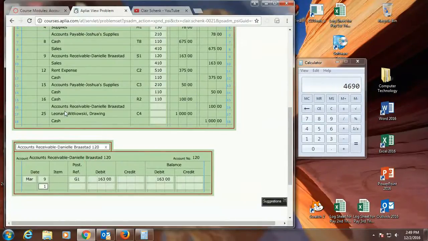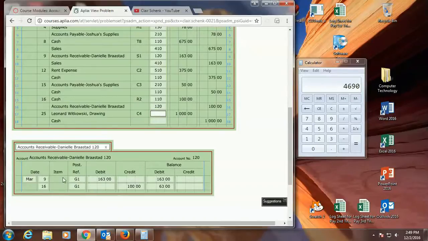So now I'm on to accounts receivable Danielle Bastian. This is on the 16th. And looks like it's G1 as a post-reference in the ledger. And looks like it's a credit of $100. So now I have a debit balance, so I take the $163 minus the credit of $100, gives me a $63 balance. And then I take the post-reference column 120 and record it in my post-reference column, my general journal.